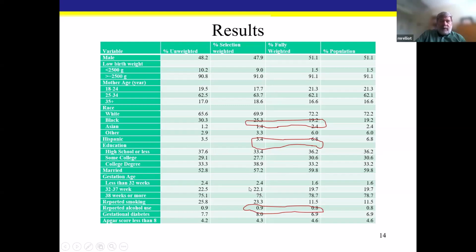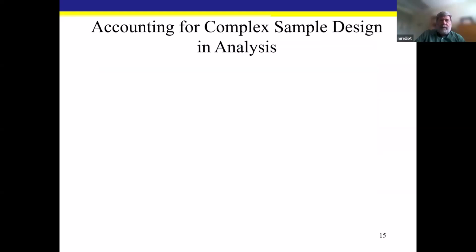And in terms of the birth outcomes, very close, actually. Sorry about the typos here, that should be 0.6. But very close in terms of gestational age, APGAR scores, gestational diabetes, and that kind of thing. So I think it's evidence that we did what we set out to do, which is to get a reasonably representative sample of Michigan births.